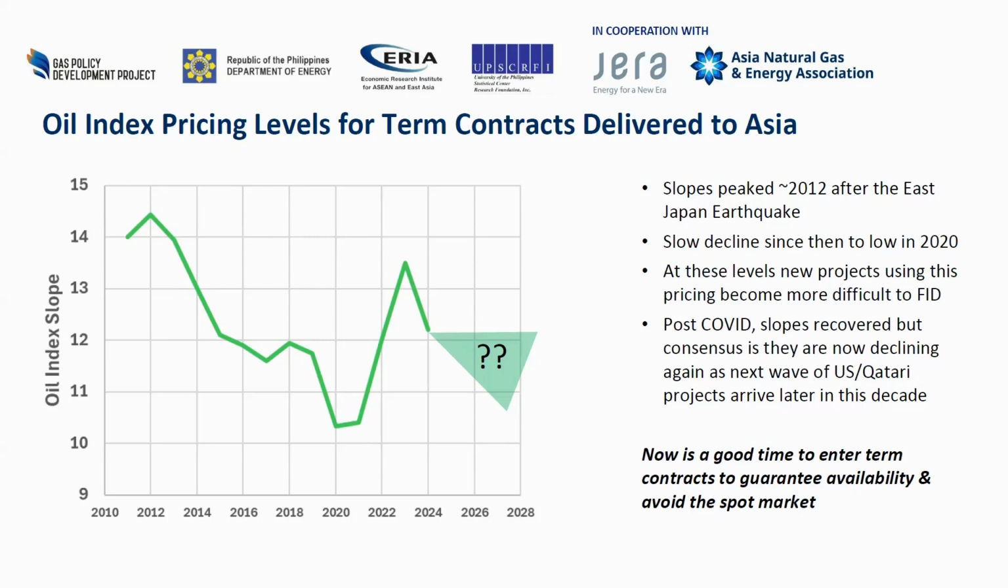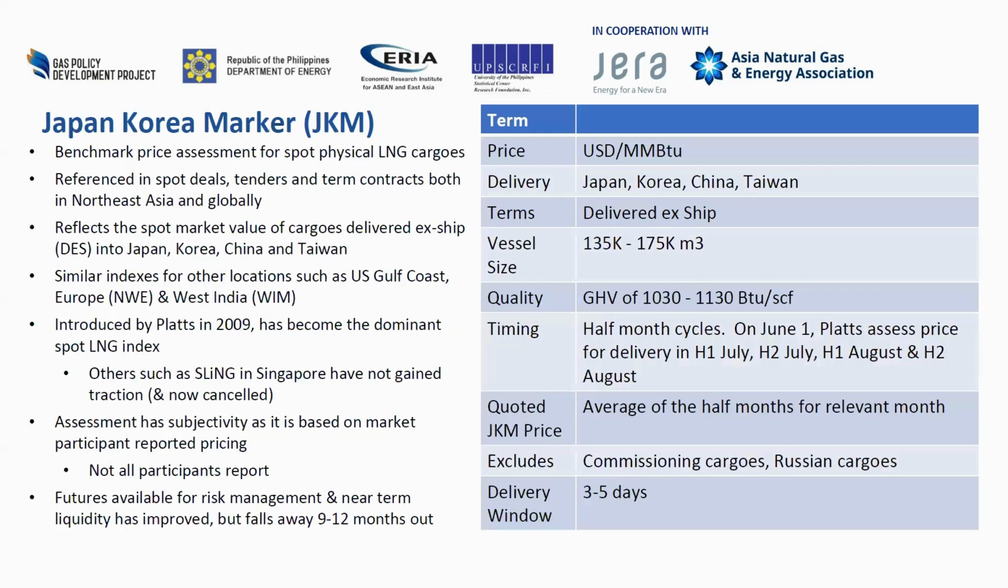And what that means for an importer, such as the Philippines or others, is if you think about the volatility of the spot market, one way to mitigate that is you enter into a longer term contract with oil link pricing. That will damp down the volatility. There'll still be some, because the oil price itself will be volatile, but it will be much less than we've seen in the spot indexes. So the bottom line is now is a good time to be doing that, and expect these pricing levels to continue to drop down.